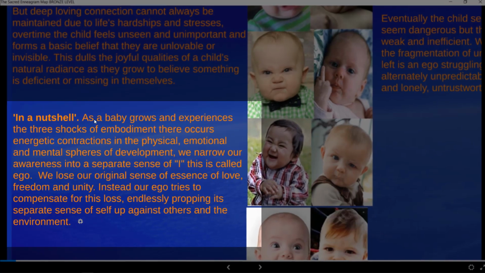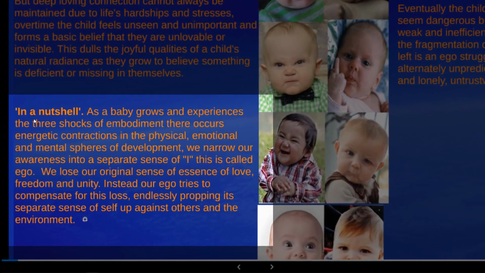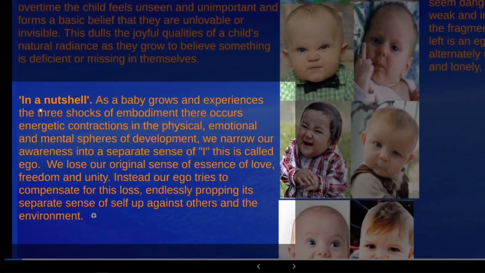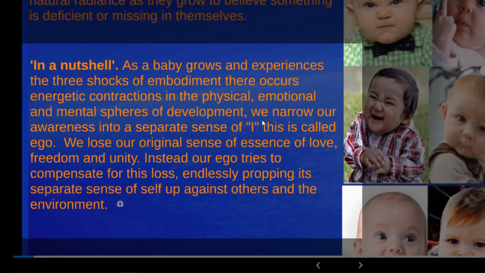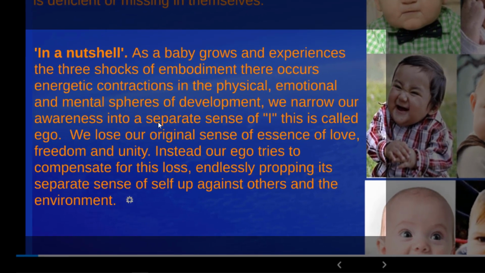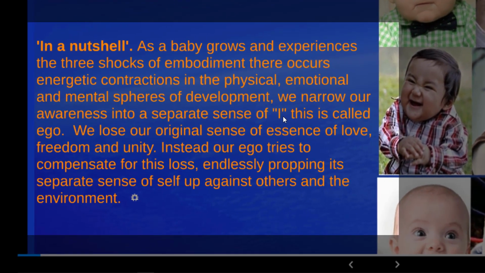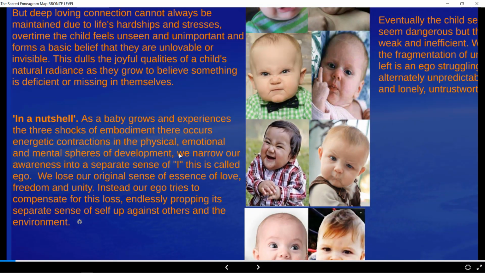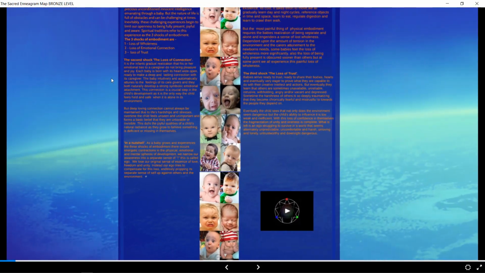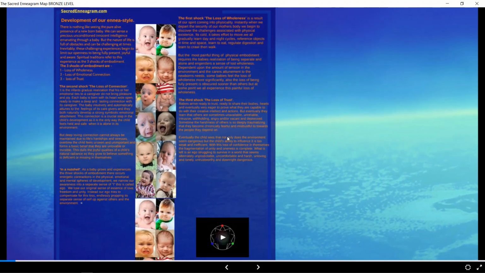So in a nutshell, a baby grows and experiences through the 3 shocks of embodiment, and there occurs energetic contractions in the physical, emotional, and mental spheres of development. We narrow our awareness into a separate sense of I. This is called ego. We lose our original sense of essence of love, freedom, and unity. Instead, our ego tries to compensate for this loss, endlessly propping its separate sense of self up against others and the environment. So it just goes into how we develop our Enneagram type there.